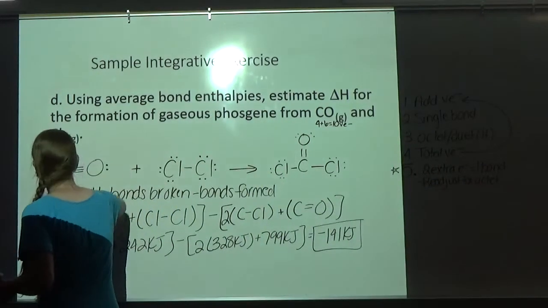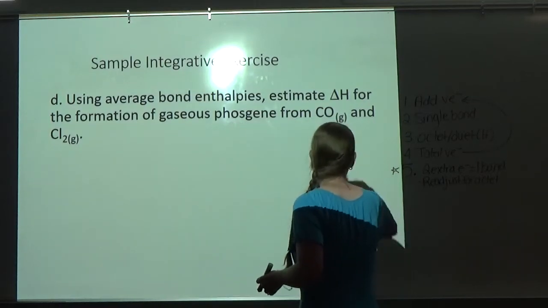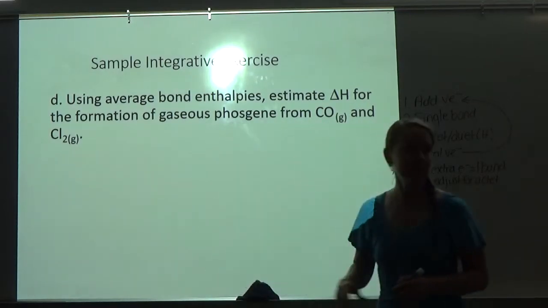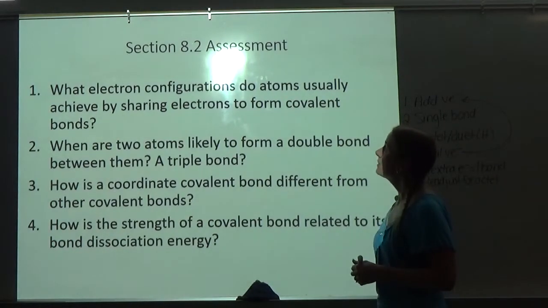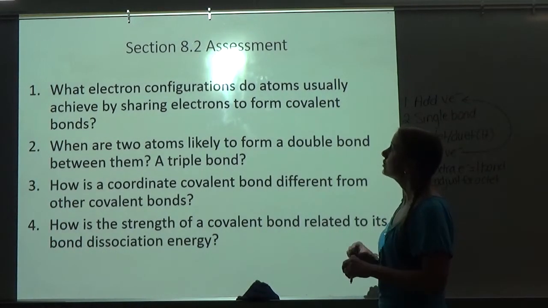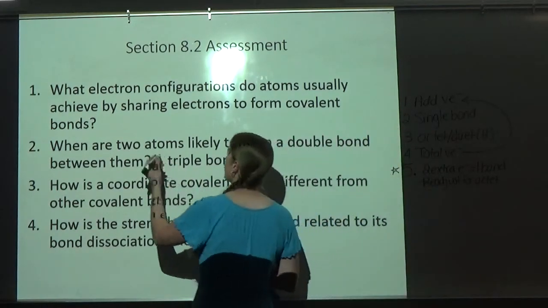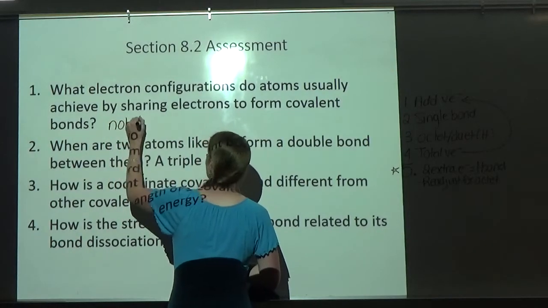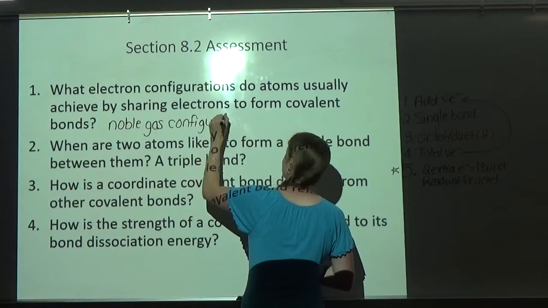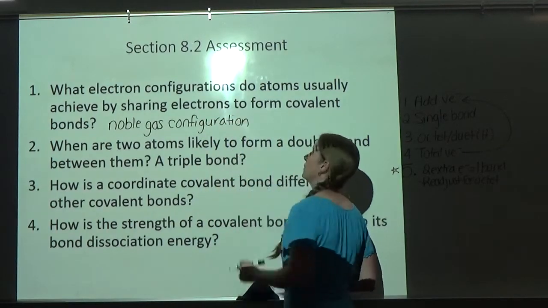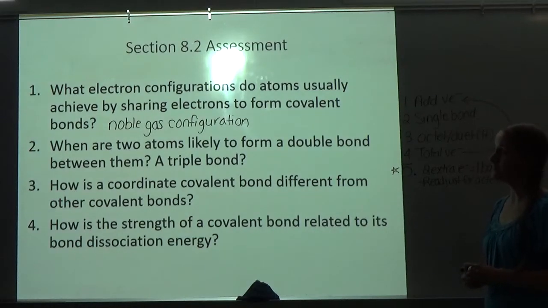All right, so let's move on to our section assessment. So what electron configurations do atoms usually achieve by sharing electrons to form covalent bonds? Atoms in general bond to be like a noble gas. So they like to achieve noble gas configuration. So in other words, they want 8 valence electrons, or the ones that are near helium want 2 valence electrons. So they're trying to be like a noble gas.